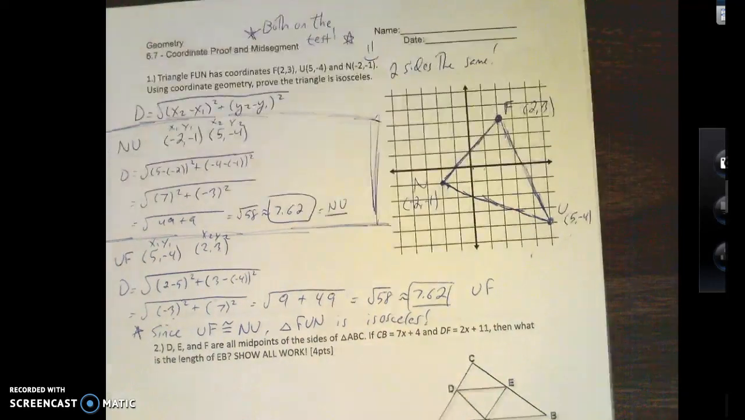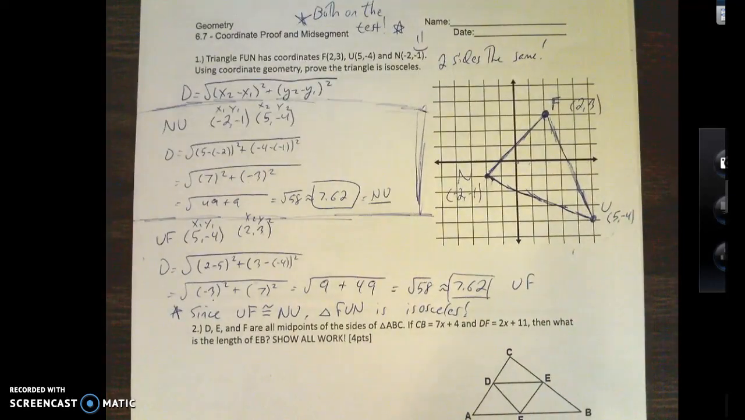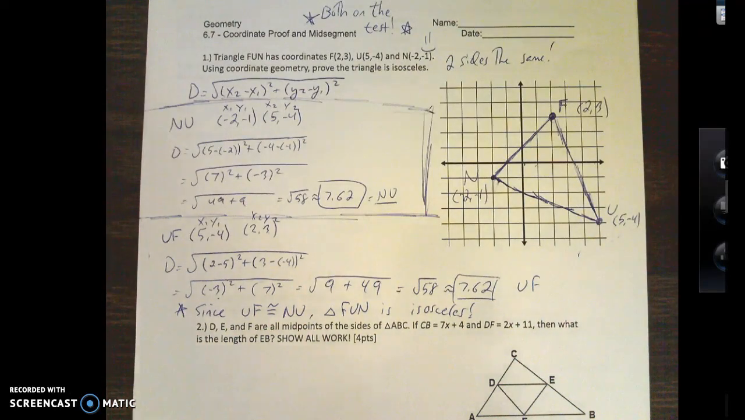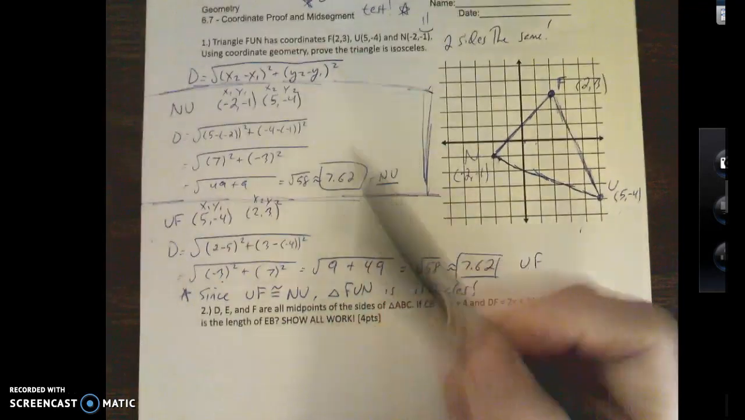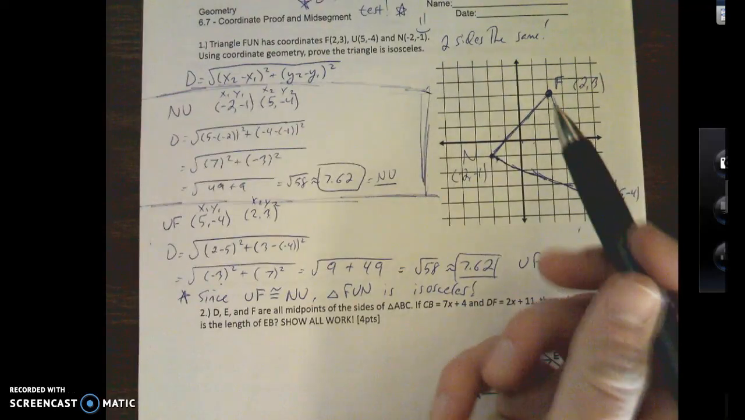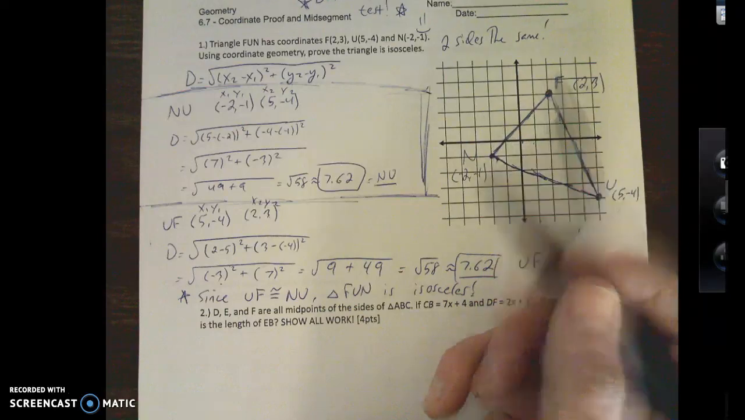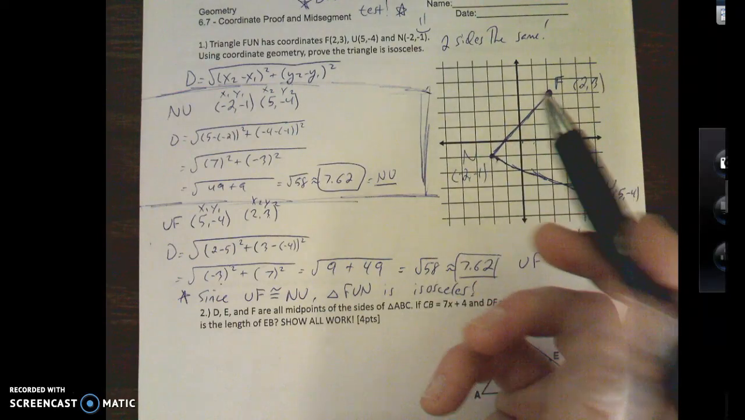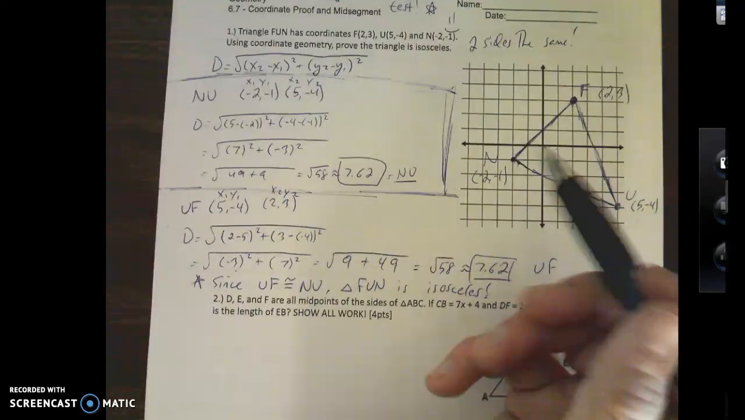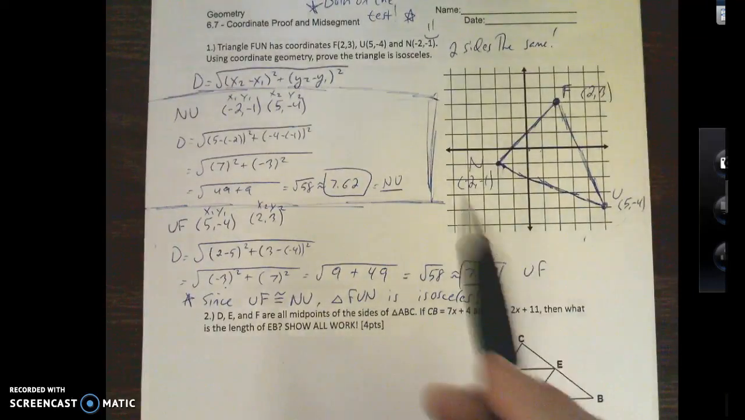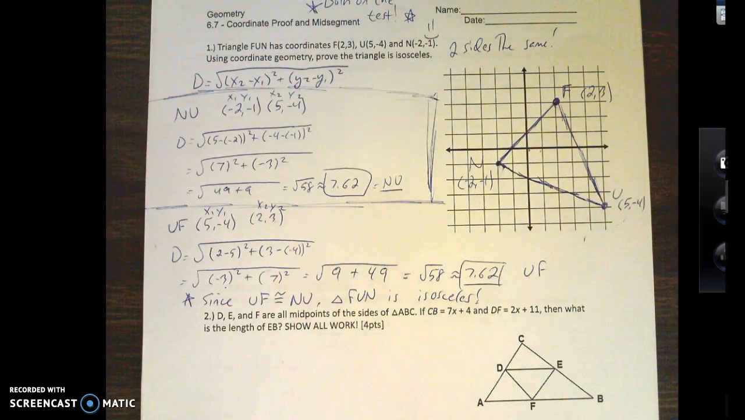Okay. Awesome. So is that a hard problem? It's a lengthy problem. Okay. It's definitely going to take you a little bit of time. You have to use distance formula. But you're trying, in this case, because it says isosceles, you're trying to prove two are the same. Had you found the distance from N to F, you would have not gotten 7.62. It's a little bit different. So then you would have had to do it again. That's why I'm telling you guys, open your eyes. Look at the picture first, okay? Don't just randomly guess, all right?